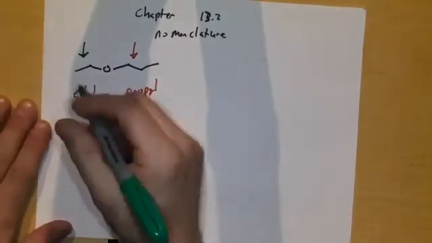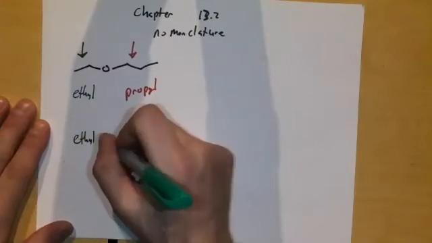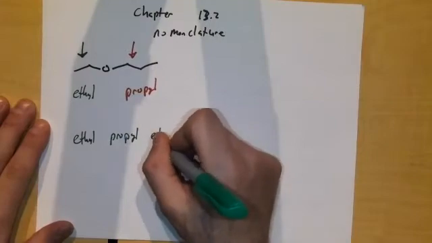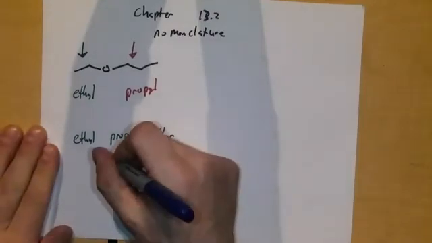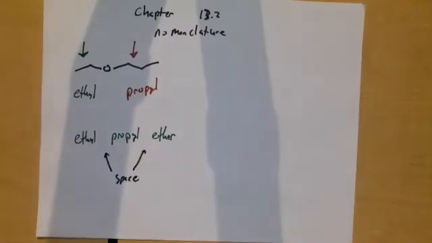We're going to put the two halves together in alphabetical order with a space in between them. So this is ethyl propyl ether. And these are actual spaces when you're writing these out. This is 3 different words. Ethyl, propyl, ether.